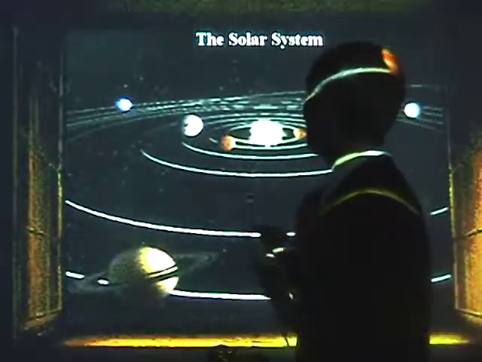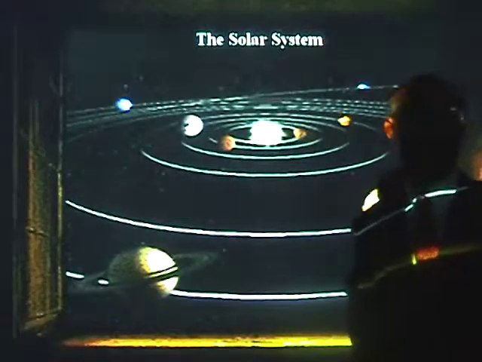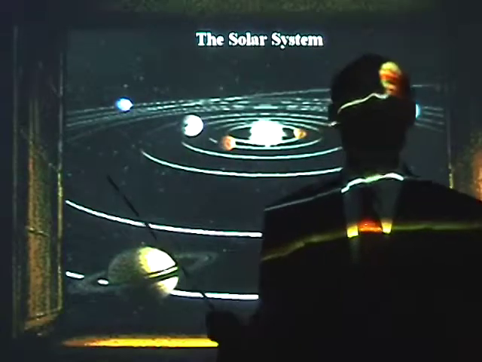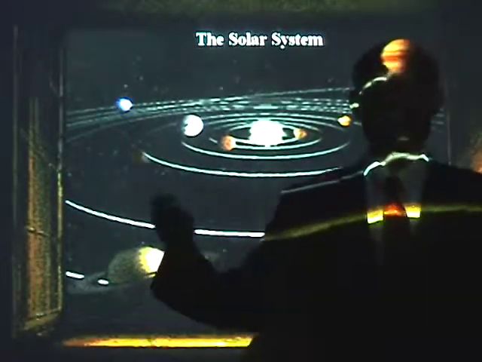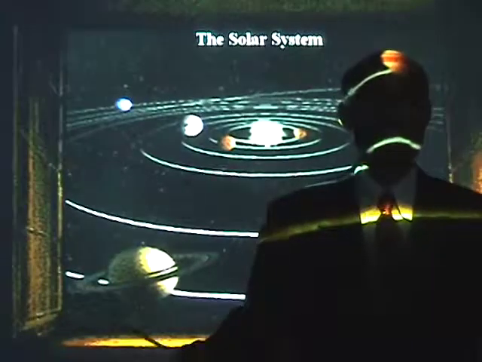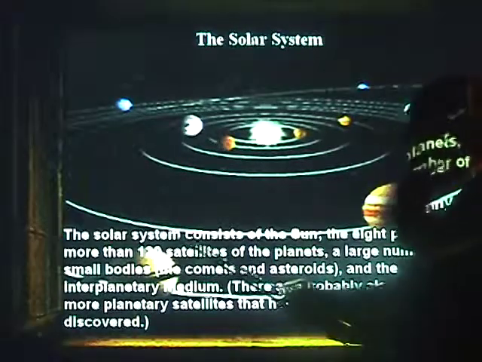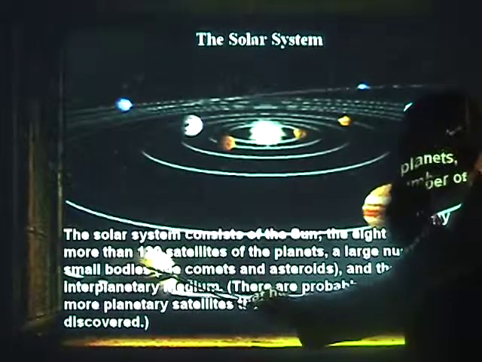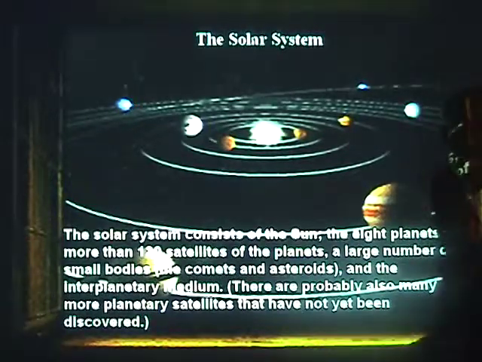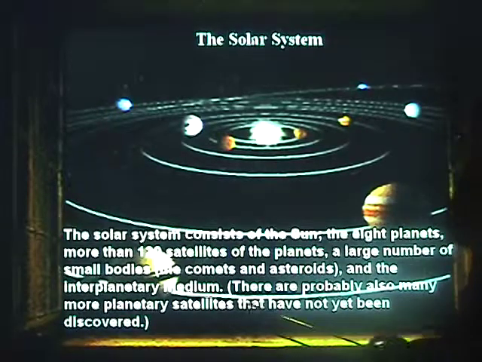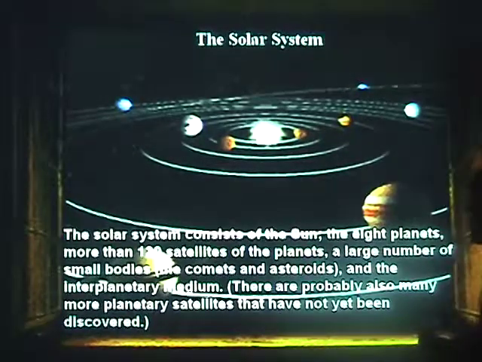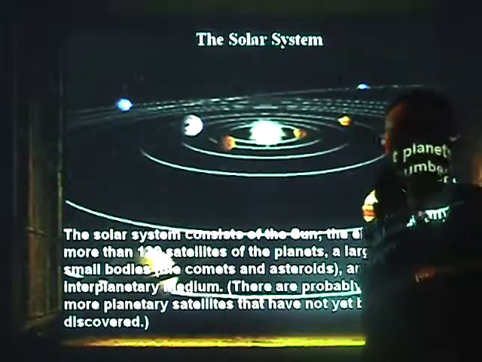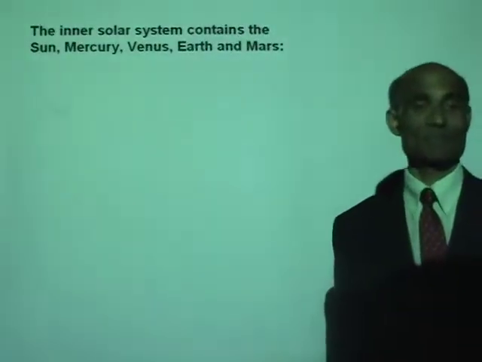Now, here we have a picture of the solar system. The solar system is made up of the Sun, the planets, the asteroids, the comets, and so on. So the solar system consists of the Sun, the 8 planets, more than 130 satellites, a large number of small bodies, the comets and the asteroids.